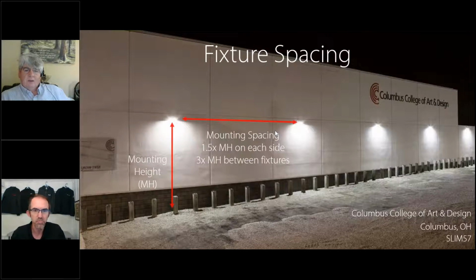So Donald, when you talk about fixture spacing for a wall pack, what are good rules of thumb? So as you can see on this slide, we're looking at a mounting height of X. In this case, let's say we're talking about 10 feet. And so we're probably going to look at about 3 times in between the fixtures. So that would be a 10-foot mounting height, 30-foot spacing in between the fixtures. And you're probably going to put a forward throw out of that of maybe 2.5 times the mounting height, depending on the distribution type.